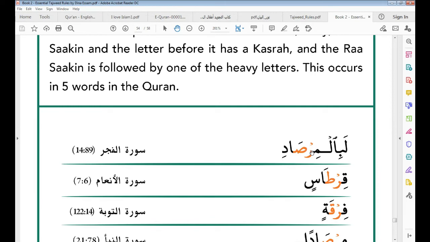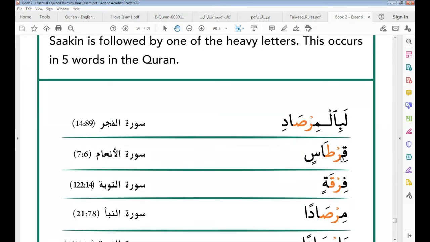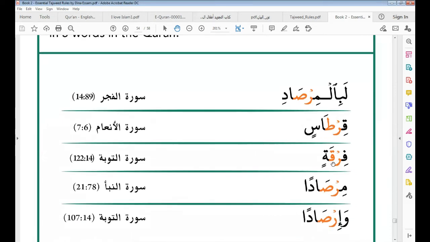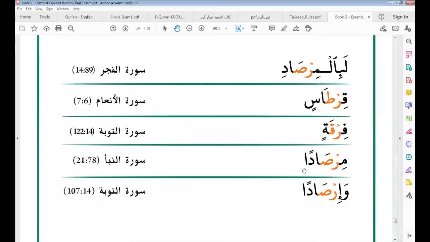La bil-mirsad. The second word is qirtas. Firqa. Mirsada, wa-irsada. So 1, 2, 3, 4, 5. These 5 words, when we have ra sakina, the letter before it has kasra and it's followed by a heavy letter, we will say this ra in a heavy way.